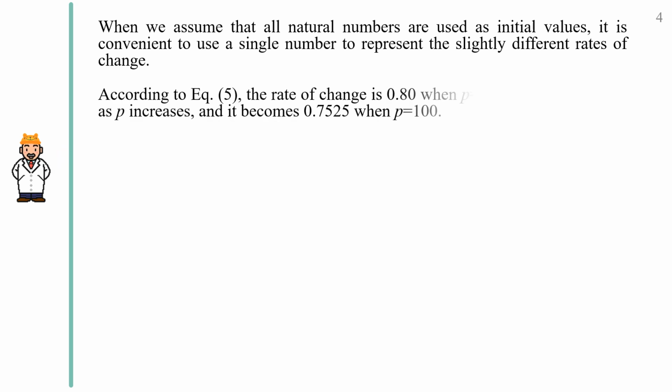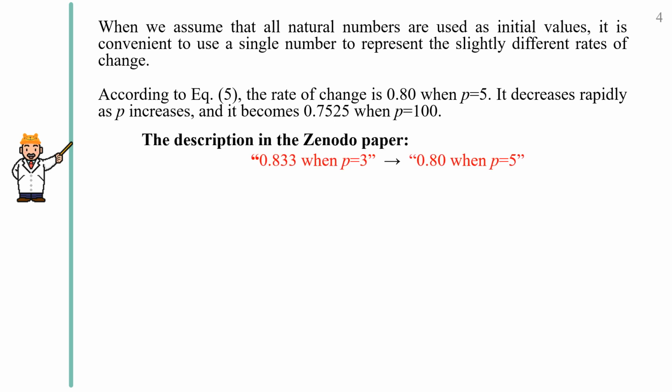According to equation 5, the rate of change is 0.80 when p equals 5. It decreases rapidly as p increases, and it becomes 0.7525 when p equals 100. In addition, the description in the Zenodo paper that says 0.833 when p equals 3 is incorrect. The correct value is 0.80 when p equals 5.